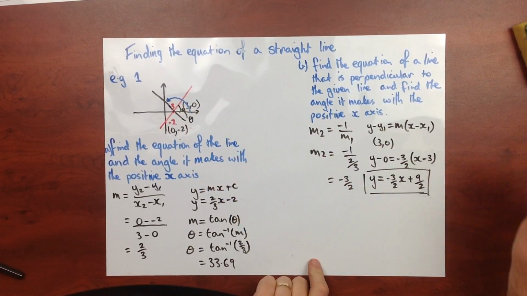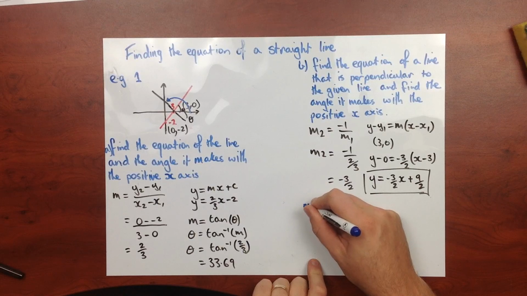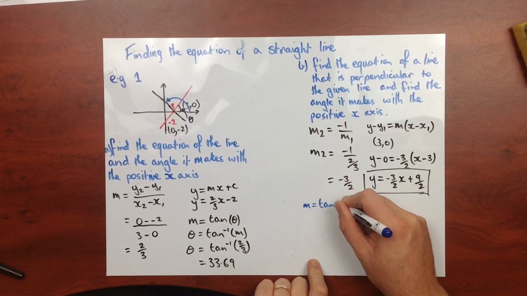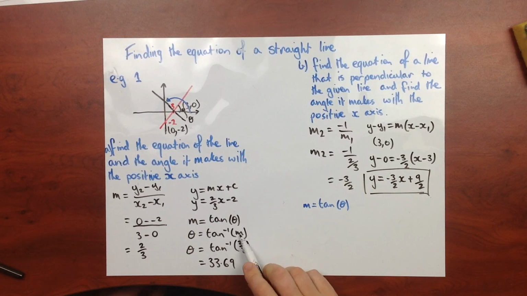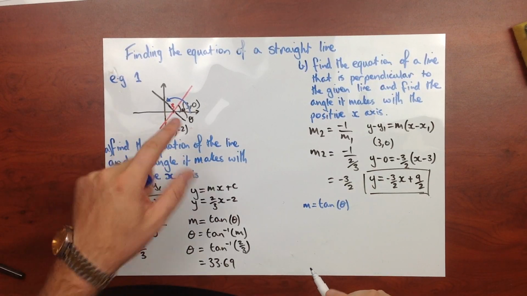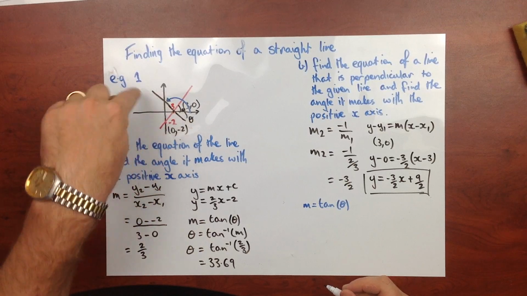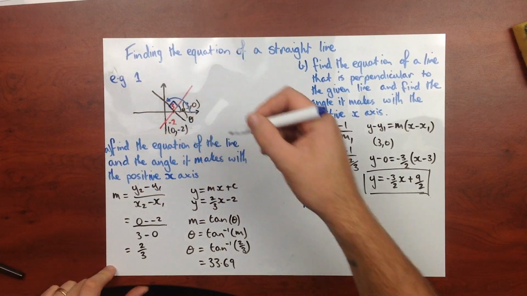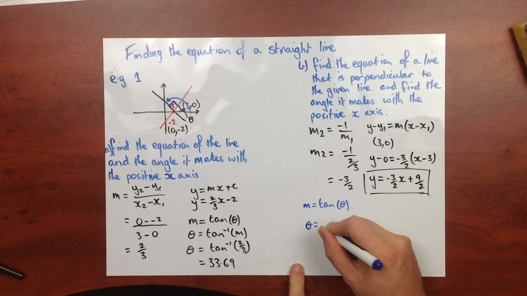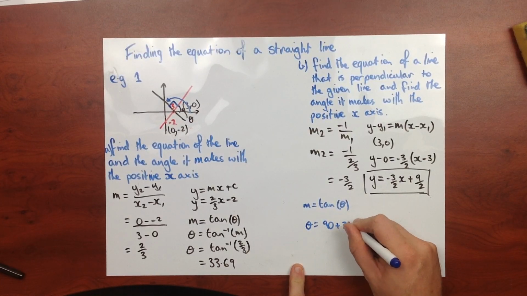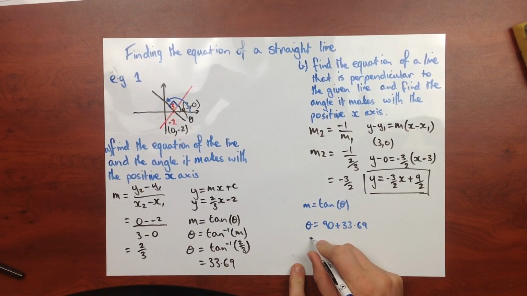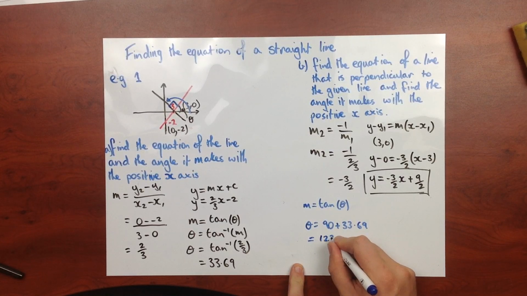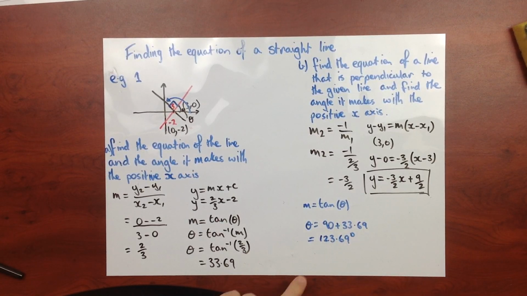Now you would be correct in using our equation again of m equals tan theta and doing this process, putting in this m value. But we know perpendicular lines meet at 90 degrees, so we can simply say that theta equals 90 plus 33.69, which is going to give us 123.69 degrees. So whilst we could have gone through this process again, remembering that perpendicular means that they meet at right angles could save us a little bit of time.